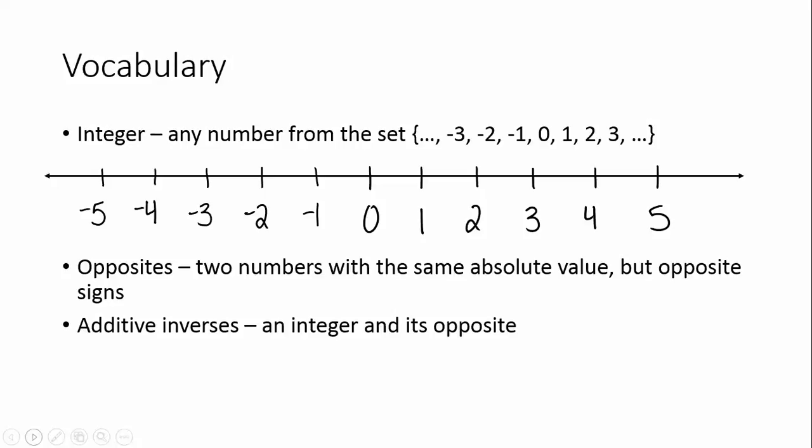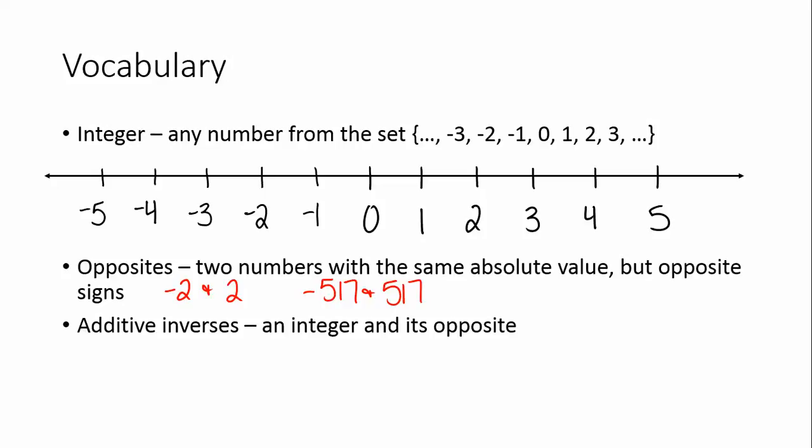Opposites are two numbers with the same absolute value with opposite signs. An example of a set of opposites would be -2 and 2. The absolute value of -2 and +2 is both 2, and they do have opposite signs, one negative, one positive. Another example of opposites could be -517 and +517. Think of an example on your own, maybe what your favorite number is, and its opposite.